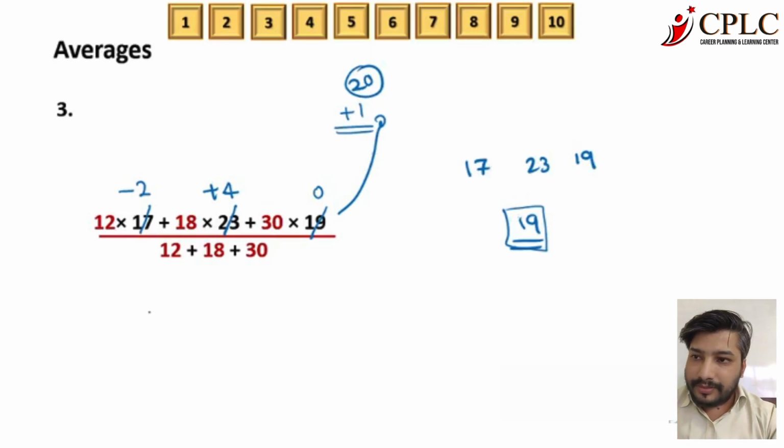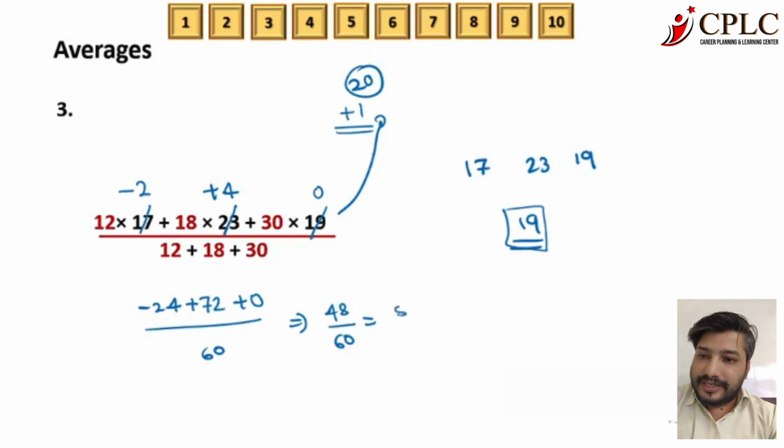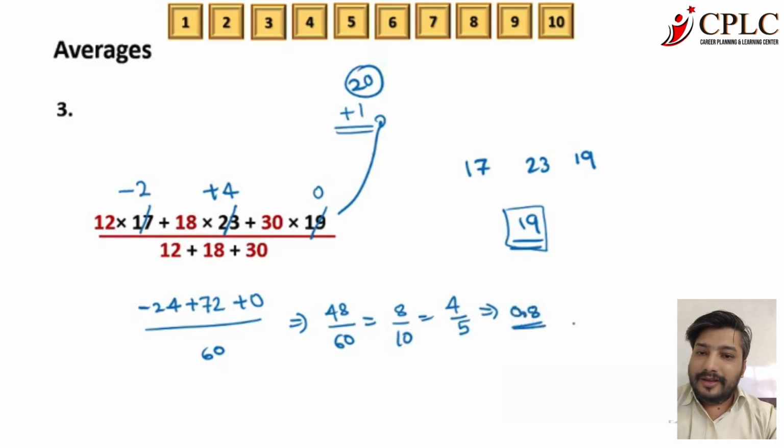So let's do this simple calculation. 12 2s are 24 but -24, and 18 4s are 72 plus 72, and 19 zeros are 0 only, because we have assumed 19 only as the average price. And then 12 plus 18 is 30, 30 plus 30 becomes 60. So this becomes 48 by 60. If you reduce by 6, this becomes 8 by 10. If you further reduce, it becomes 4 by 5, which is 0.8 basically.